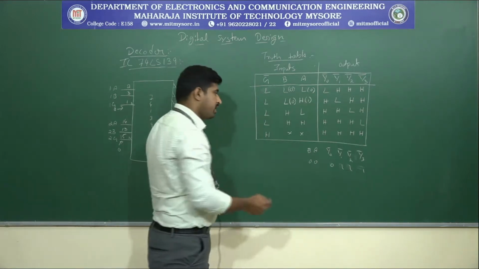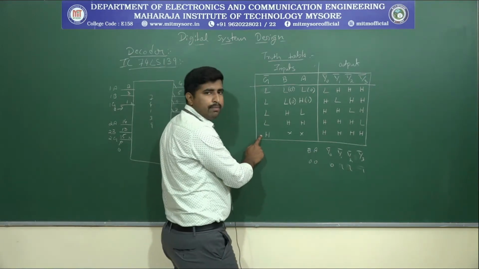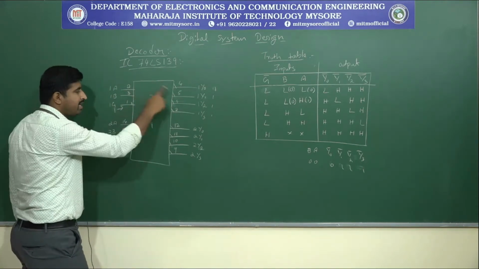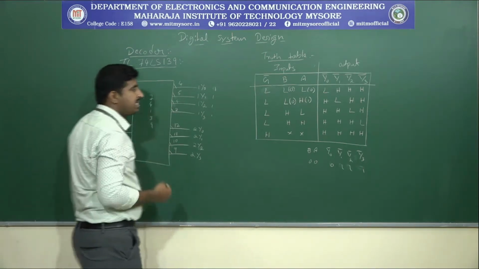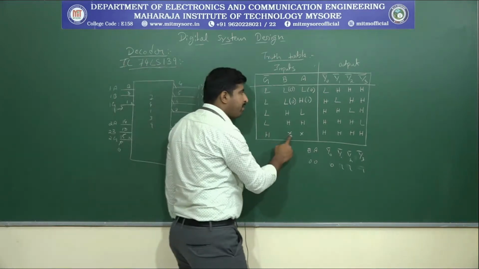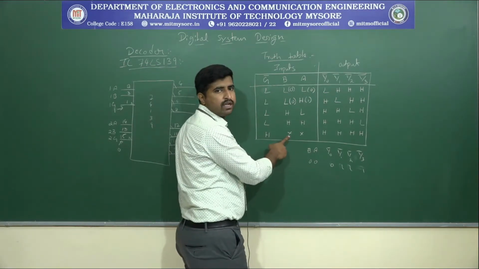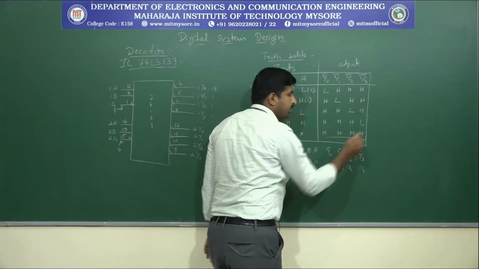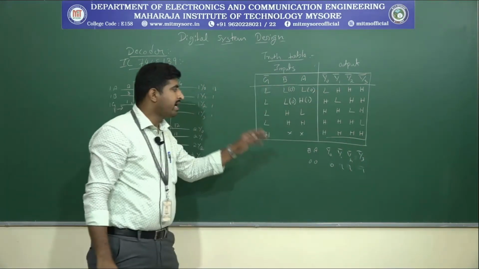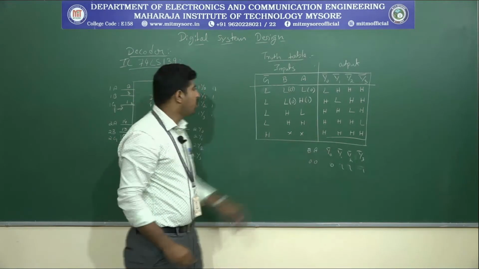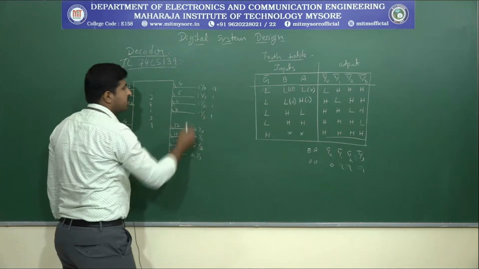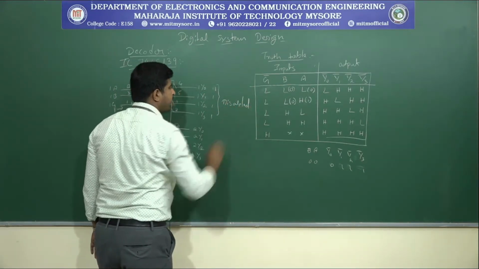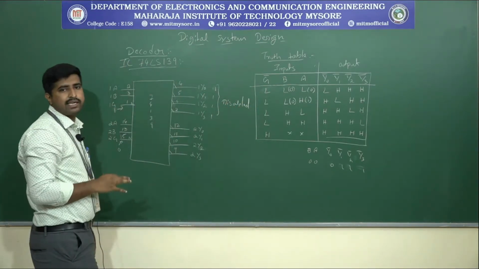But if the enable pin is given a logic 1, we are disabling this decoder. Since the decoder is disabled, whatever the input combinations, whatever the A and B values, all the outputs will be disabled. All the outputs will be high, which means disabled. This decoder is not activated.